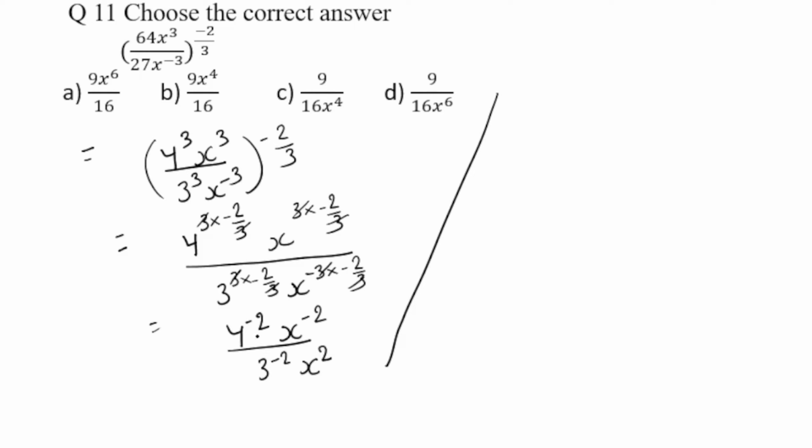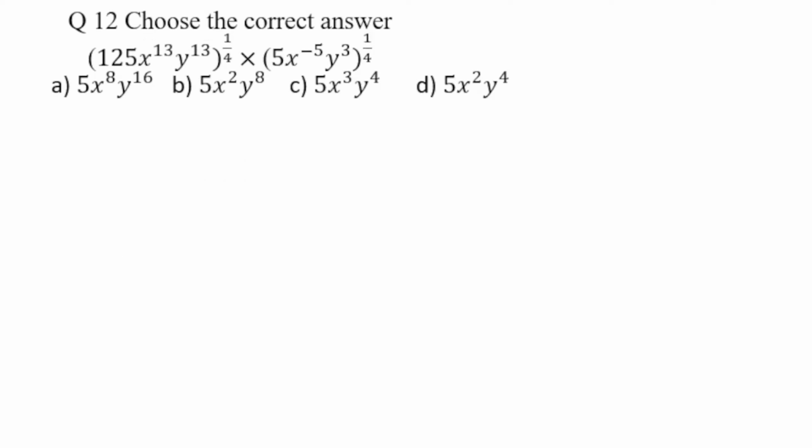To make a positive power, just move 4 to the power minus 2 and x to the power minus 2 to denominator and move 3 to the power minus 2 to numerator. That means 3 square by 4 square x to the power 2. When x to the power minus 2 moves to denominator, power is positive. That means 2 plus 2. 3 square means 9. 4 square means 16. X to the power 2 plus 2, 4. Answer is C. Now move to the question number 12.